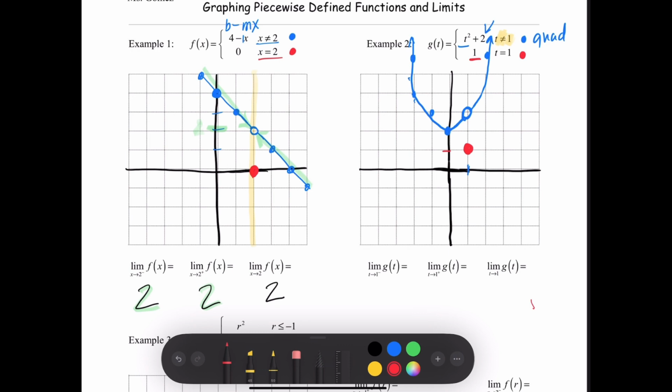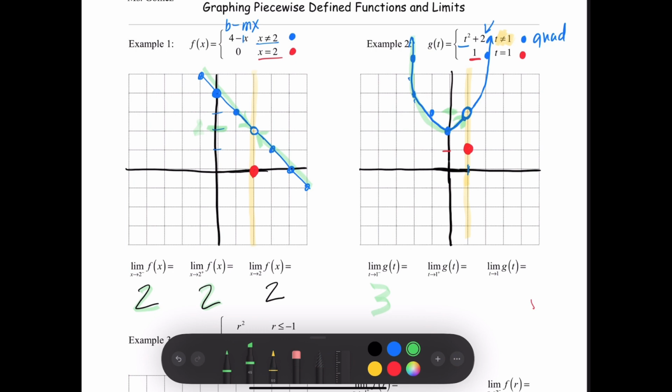And now that my piecewise function is done, I'm going to go ahead and evaluate this limit. So it says the limit of g of t as t approaches 1 from the left. So I'm going to be approaching 1. And I'm going to do so first from the left. So as I approach from the left, my yellow line of 1, I'm reaching a y value of 3.